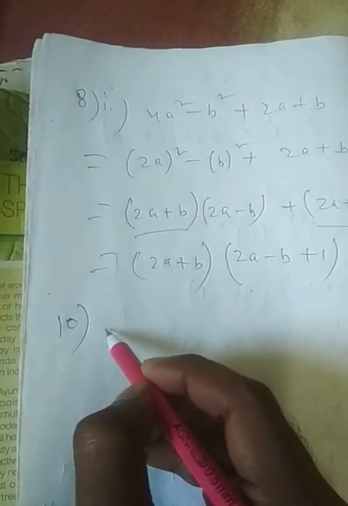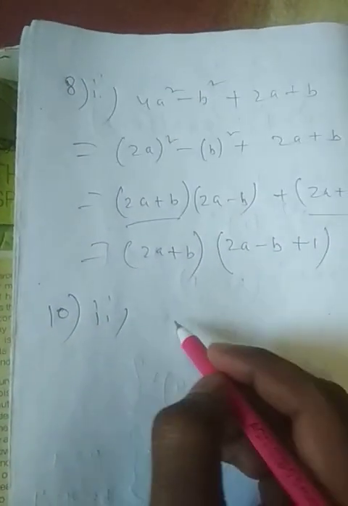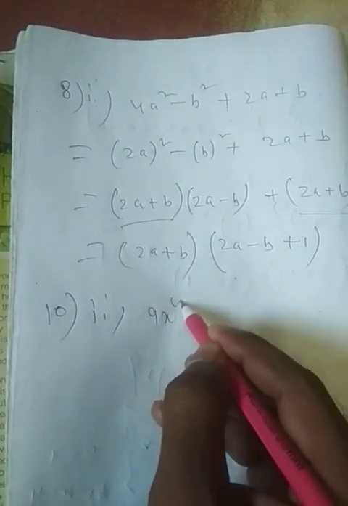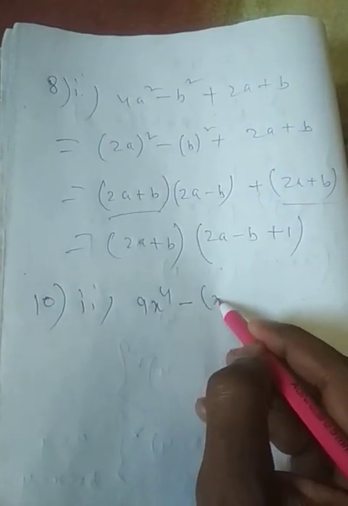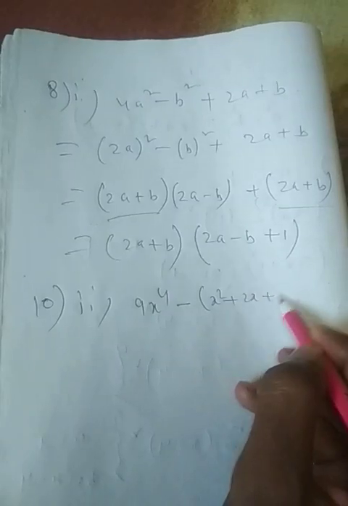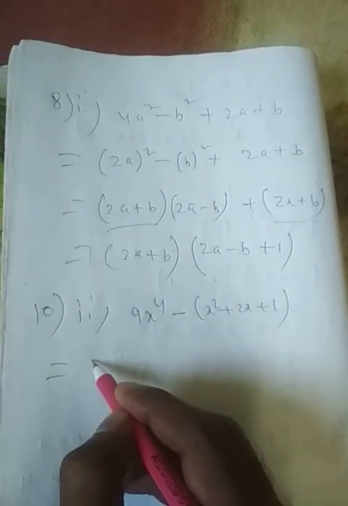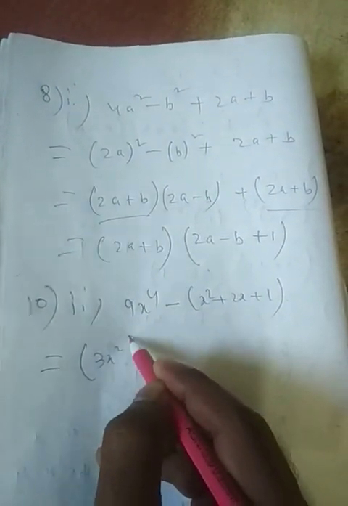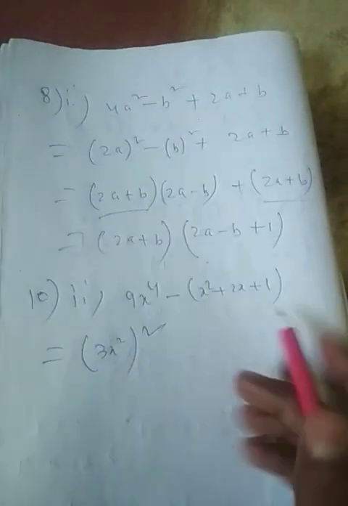Math number 10. What is there? Math number 10. 9x to the power 4 minus x square plus 2x plus 1. 9x to the power 4 can be written as 3x square whole square.